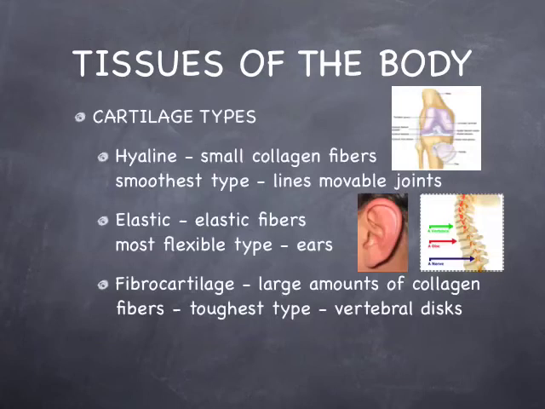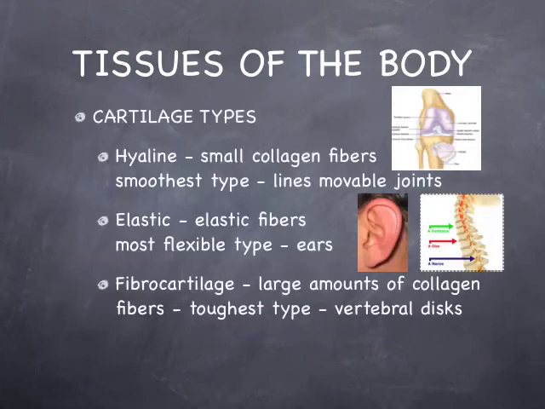So, the cartilage types. First of all, hyaline cartilage. Now, all 3 types have some fiber in them, but hyaline has the least and the smallest type of fiber in it. So it's the smoothest type. This is the type that we use to cover the ends of the bone. If you took that chicken leg apart, that smooth, slick cartilage that we find in joints is hyaline type. And there are a couple of other places. Your nose is actually a hyaline cartilage.